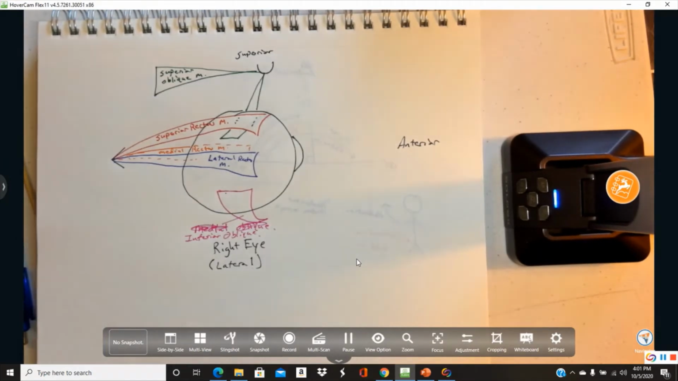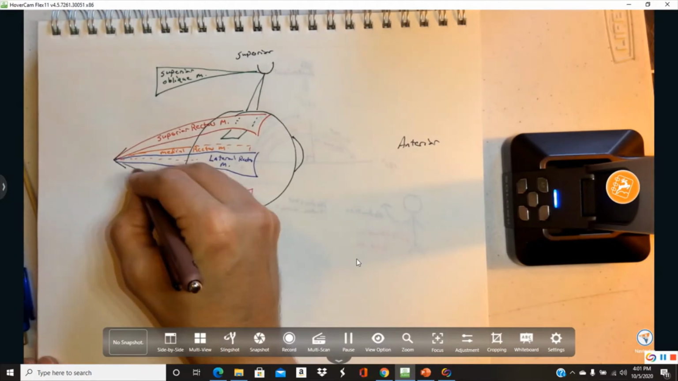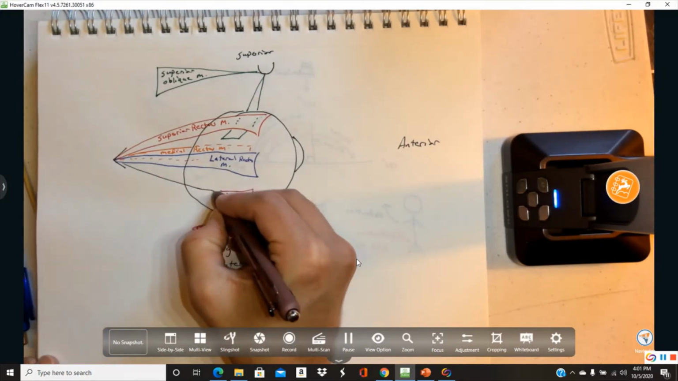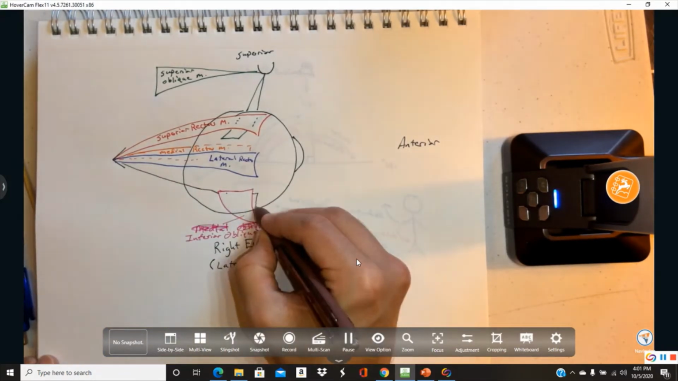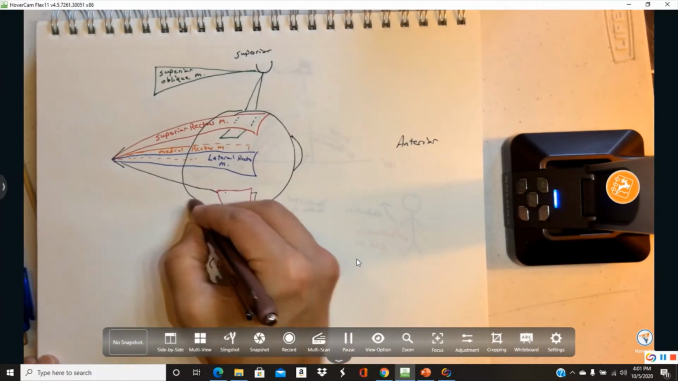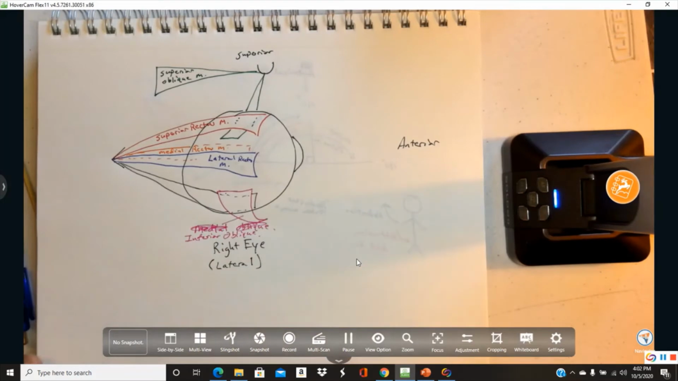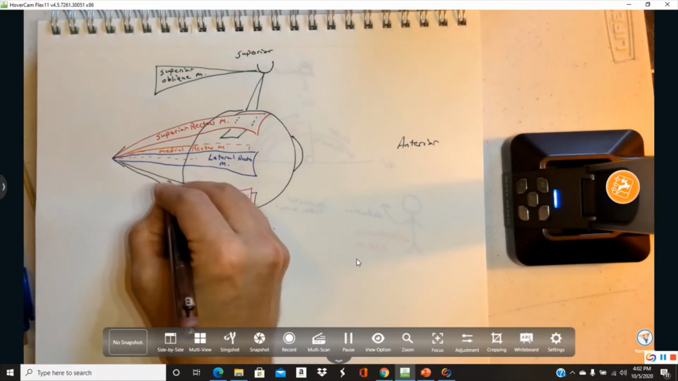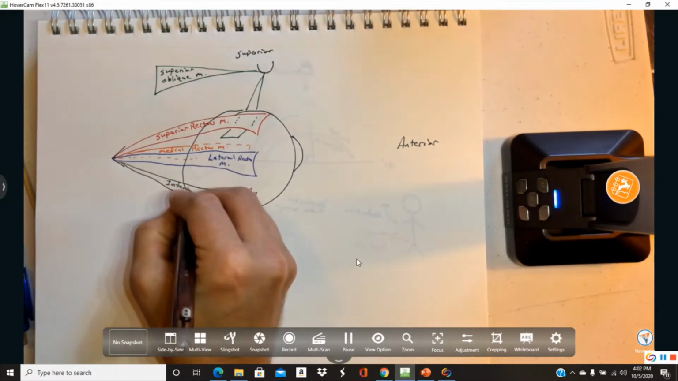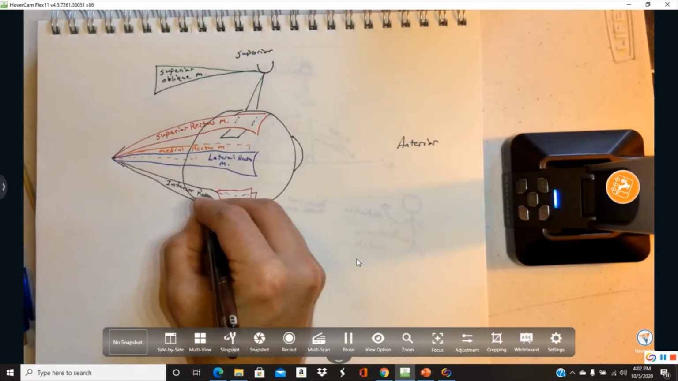Okay, so this is our inferior oblique. Now, I want to now do the inferior rectus. Now, the inferior rectus muscle passes deep to that. So it's actually deep to the inferior oblique. And that's the inferior rectus muscle here.